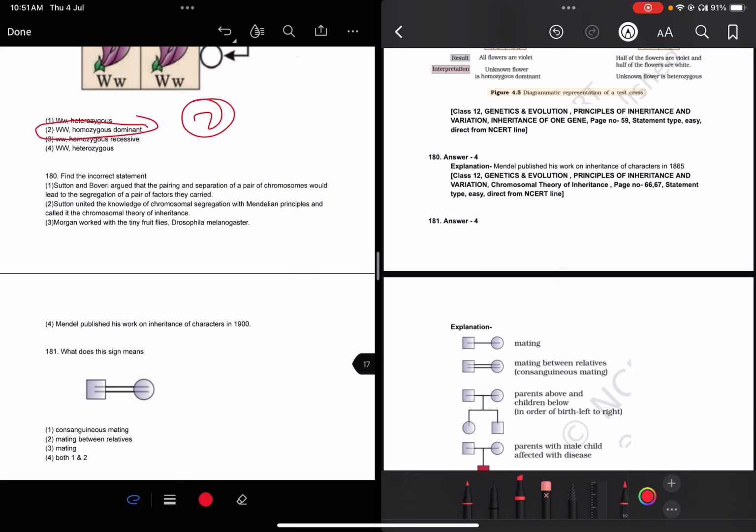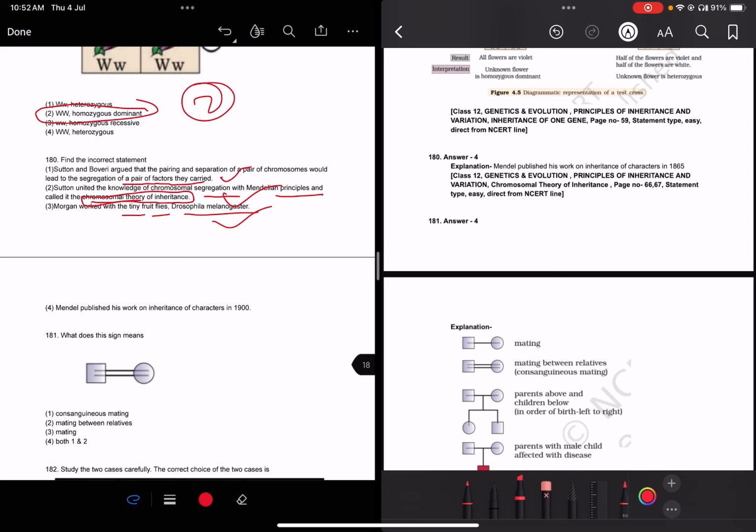Find the incorrect statement. Now read the question. Sutton and Boveri argued that the pairing and separation of a pair of chromosomes would lead to segregation of the pair of factors they carried. This is the law of segregation. Sutton united the knowledge of chromosome segregation with Mendelian principles and called it the chromosomal theory of inheritance, given by Sutton and Boveri. Morgan worked on the tiny fruit fly Drosophila melanogaster, the Drosophila experiment of Morgan.